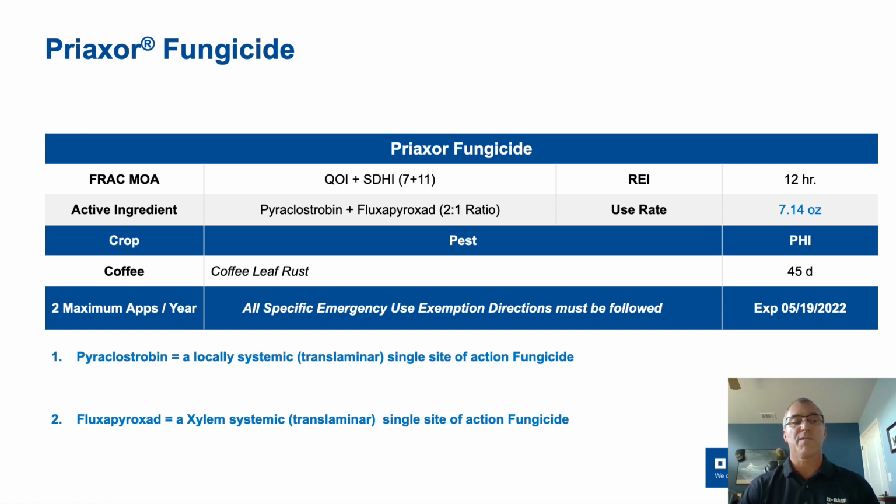So what is properly? Well, 7.14 ounces is the only rate you can use because the Section 18 designates that. It has a 12-hour reentry, a 45-day preharvest interval. You need to follow all of the use directions that are on the label and the Section 18. You need to only use this 2 times per year, and you need to know that it's going to expire in May of 22. And yes, we will try to renew it without a hiccup in the middle.